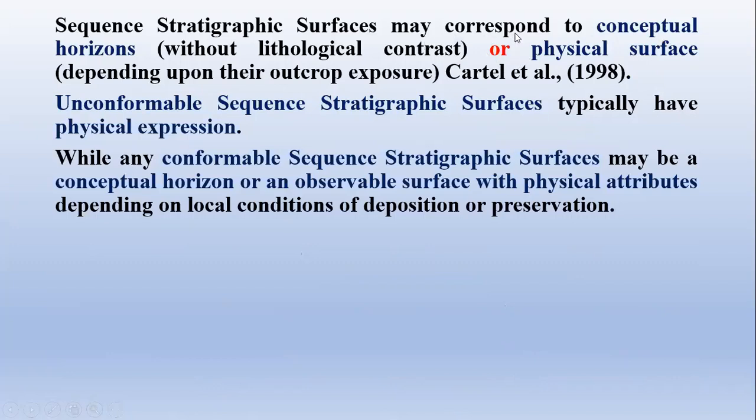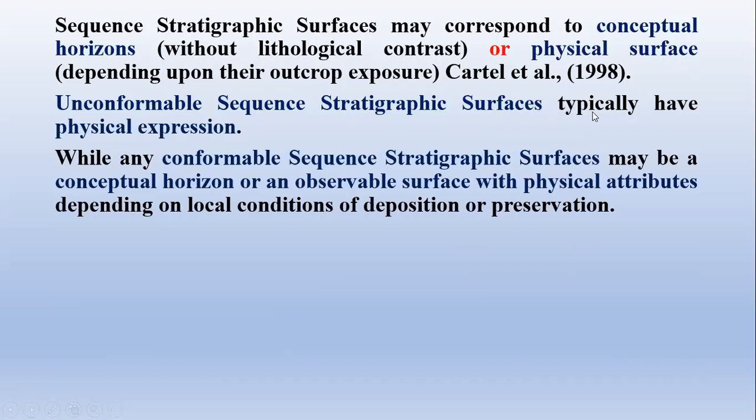Sequence stratigraphic surfaces can be conceptual horizons, or they can be physical surfaces. By conceptual horizons, we mean that along these surfaces there is no lithological contrast and the lithology remains the same. By physical surfaces, we mean that there is lithological contrast, but what type of contrast, or what the physical appearance of such a surface is, depends upon the outcrop exposure. Now, what are the examples of conceptual horizons and what are the examples of physical surfaces?